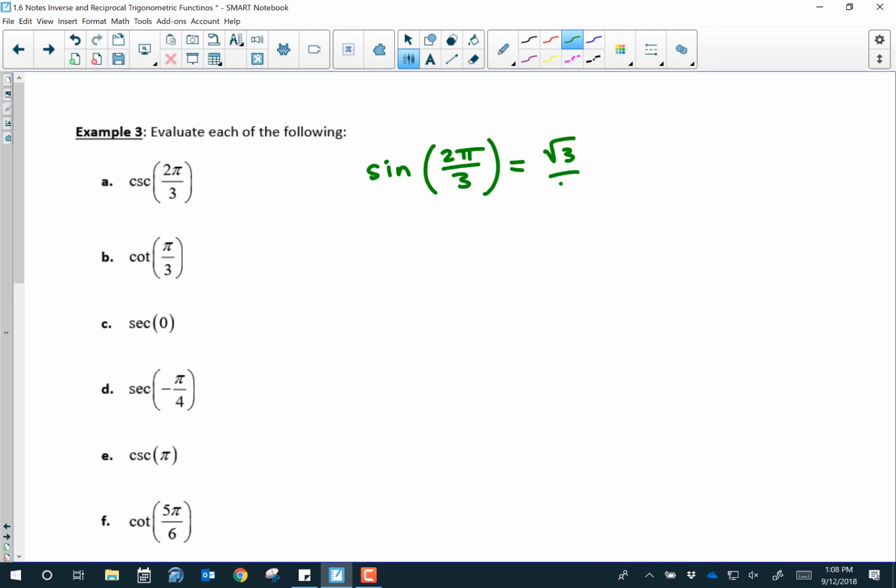Root 3 over 2. Okay, so that's sine of 2 pi over 3. So then cosecant is the reciprocal. Yeah, 1 over that, or just flip it, right? It's just the reciprocal. So then I go back to my work, and I just flip it. 2 over root 3. You could leave it like that, or it's just good practice to go ahead and rationalize. Questions on that?